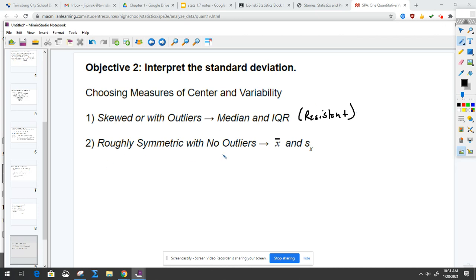If it's roughly symmetric with no outliers, then this is when we want to use the mean and the standard deviation. So we'd want to use the mean and standard deviation as we go through this. So if you've got roughly symmetric data, that's when we would go about and use the standard deviation.